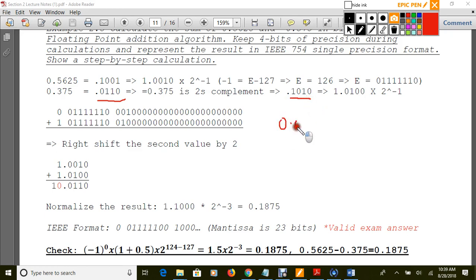If it's 0.0110, that becomes 1001, 1010. Likewise, shift it over to get the Mantissa, 1.0100 times 2 to the negative 1. So here's our notation. You will notice that the sign bit is 1 instead of 0, right?